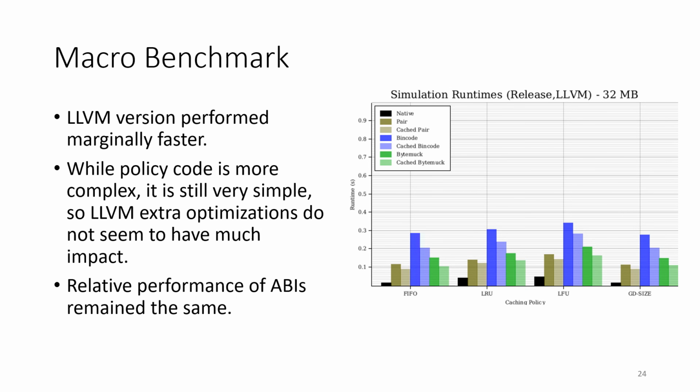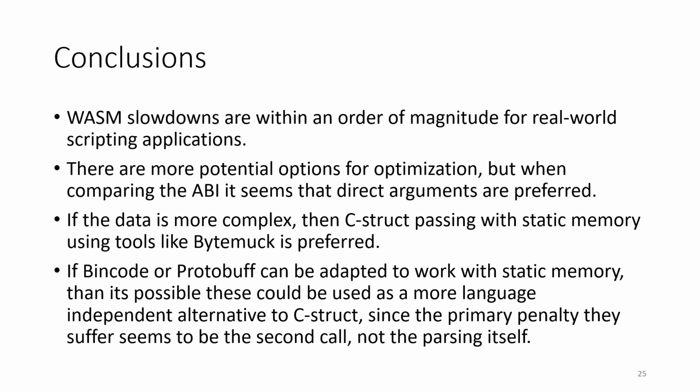Now, if we look at the LLVM version of the macro benchmark, we can see that performance didn't improve very much in comparison to the Cranelift version. Similar to the micro benchmarks, the macro benchmark is likely just too simple for LLVM to optimize effectively. And again, the relative performance of each ABI remained the same. Based on these results, we can see that for scripting applications or event-driven applications, WebAssembly is only slower within an order of magnitude, depending on which ABI you use.